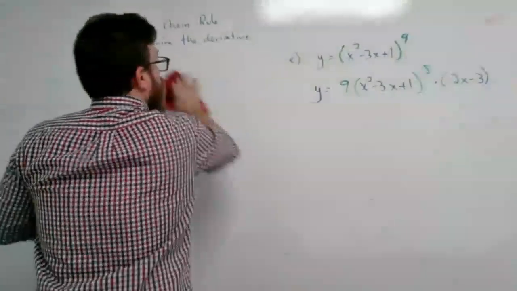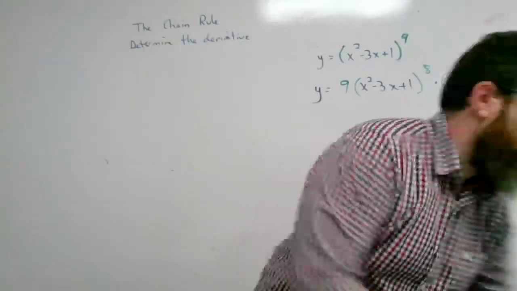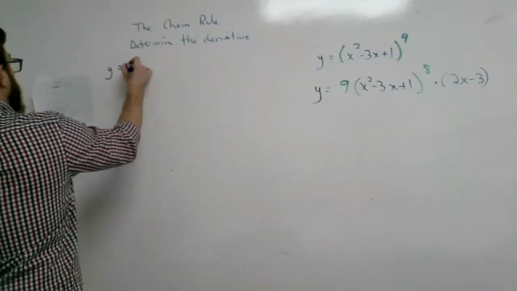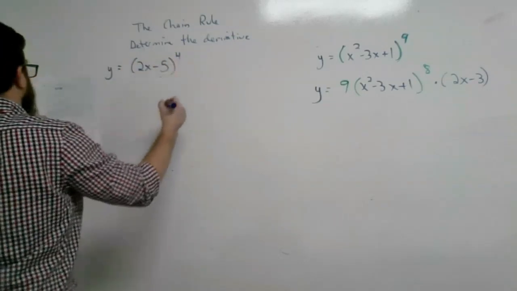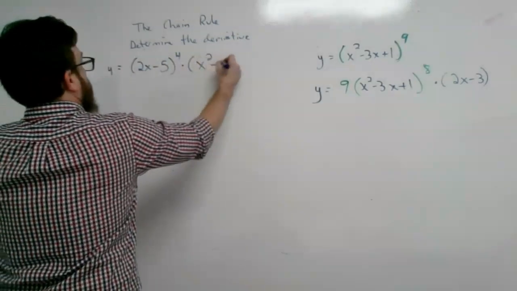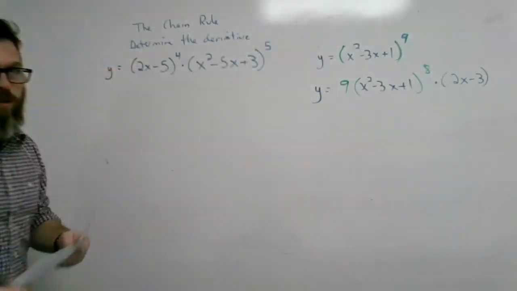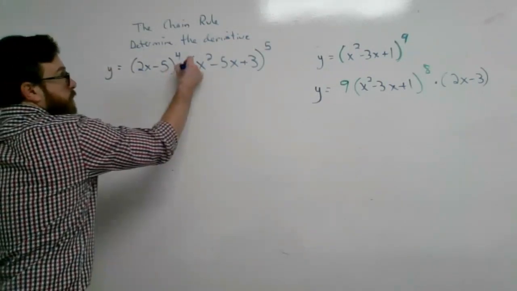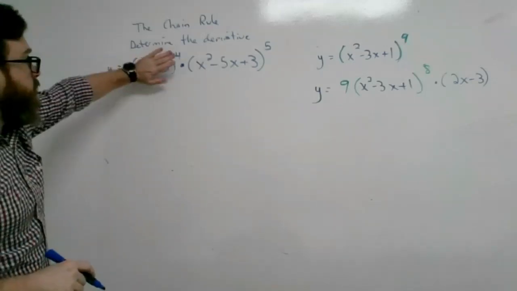Now we can incorporate this chain rule inside things that might have product rules or quotient rules and so on. So what if I ask us to take the derivative of y, which is equal to 2x minus 5 to the 4th power multiplied by x squared minus 5x plus 3 to the 5th power. How do we do something like that? Well, this is a product rule because there's a product here. This being your u function and this being your v function.